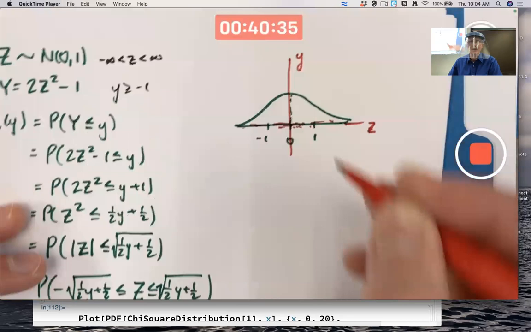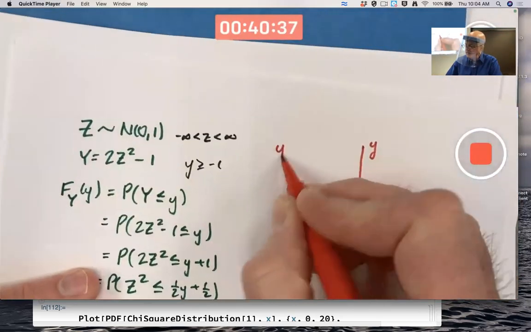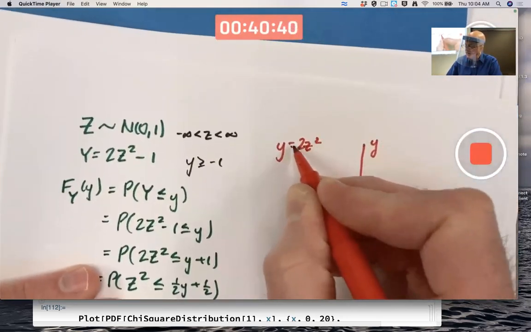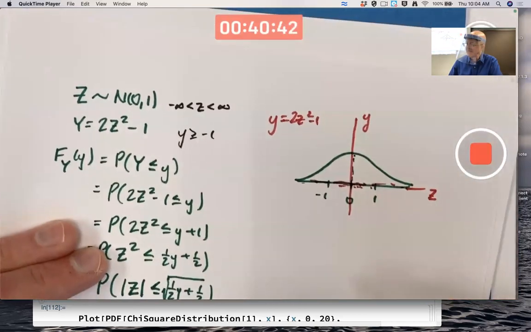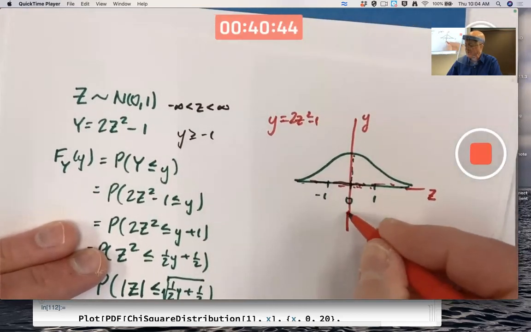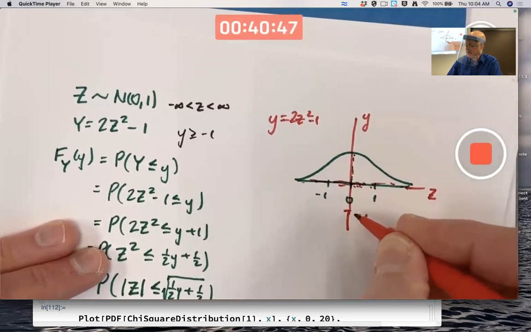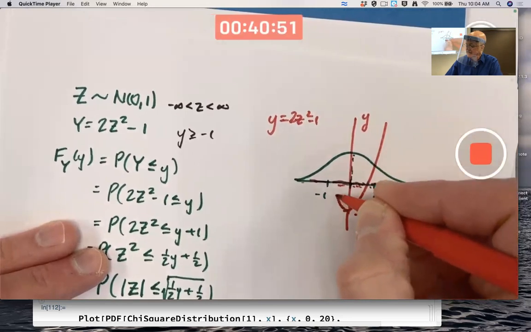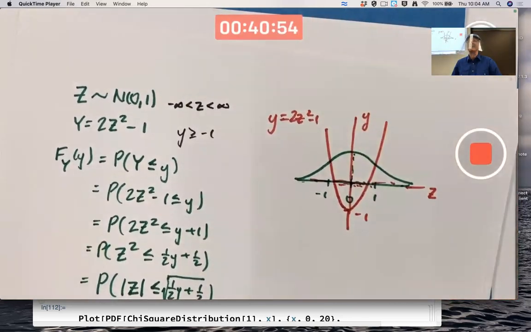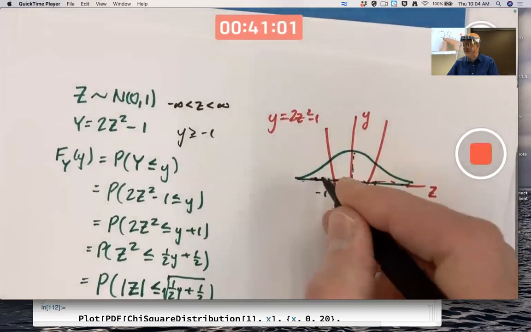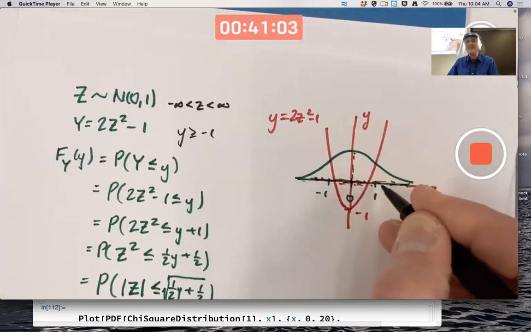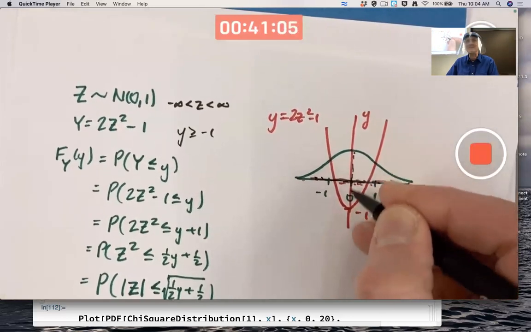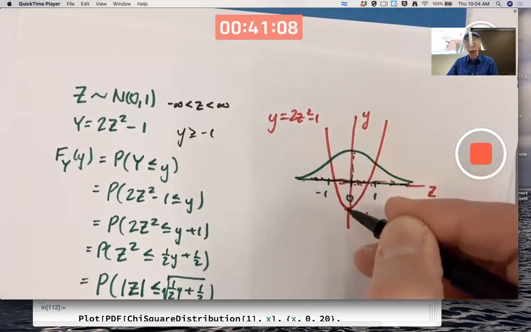The transformation y equals 2z squared minus 1. If you graph it, it's going to be a graph that looks like a parabola opening upward, about like this. That's not a PDF, not a CDF, it's a transformation. I'm trying to imagine transforming the data values on the z-axis horizontal to corresponding data values on the y-axis is what I'm trying to do.